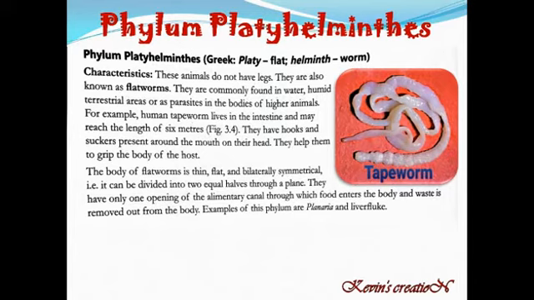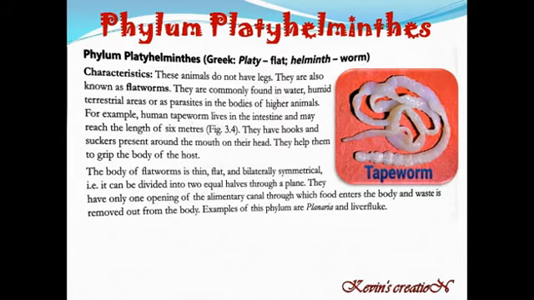They have only one opening, so this is a special character. They have got only one opening of the alimentary canal. What is alimentary canal? This is a tube-like structure which runs throughout the body of the organism, through which the food enters the body and the waste is removed from the body. So only one opening is there. Usually there are two openings. One for taking in the food, other one for removing the waste. Here you have got only one opening for both the purposes, that is receiving the food and removing the waste.